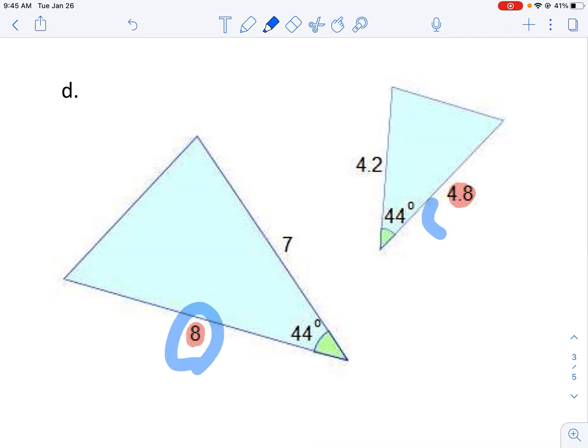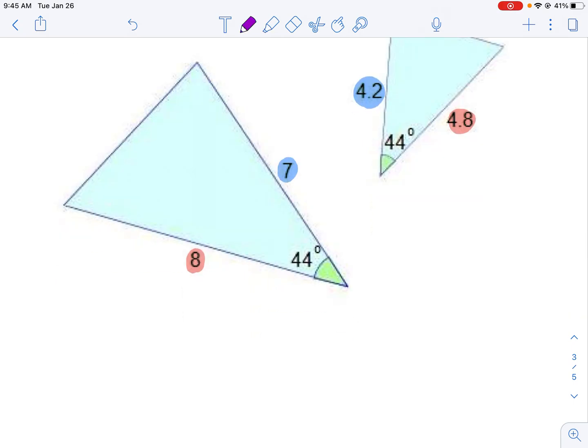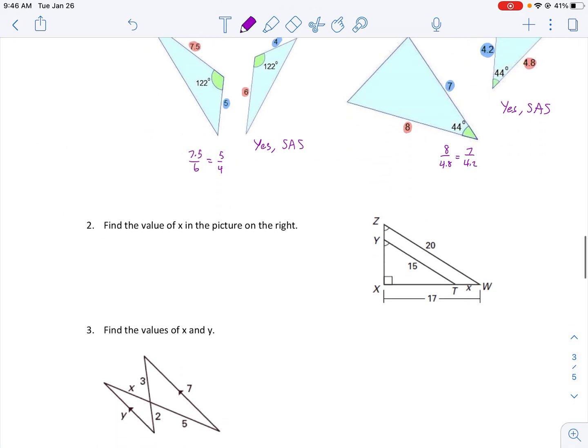So I'm going to pair 8 with the bigger side here, and then the smaller side 7 with the smaller side here. And that probably would be a little faster for you guys. So does 8 over 4.8 equal 7 over 4.2? Again, use a calculator. You'll show that those are in fact equal. So yes, by SAS, these are similar.